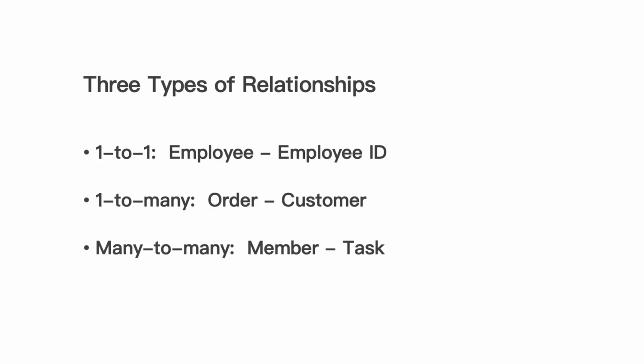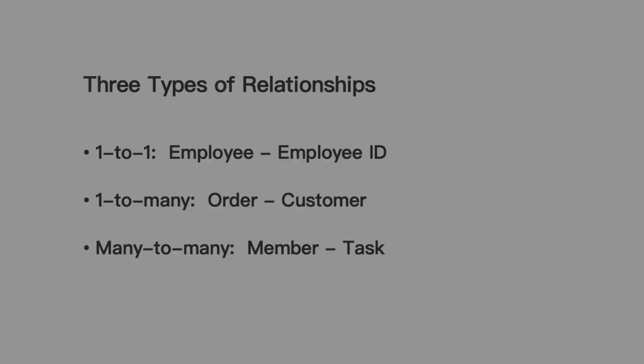There are three types of relationships between two worksheets. One-to-one, one employee to one employee ID, for example. One-to-many, multiple orders related to a single customer, but each order corresponds to only one customer. Many-to-many, a member can participate in multiple tasks, and a task can have multiple participants.